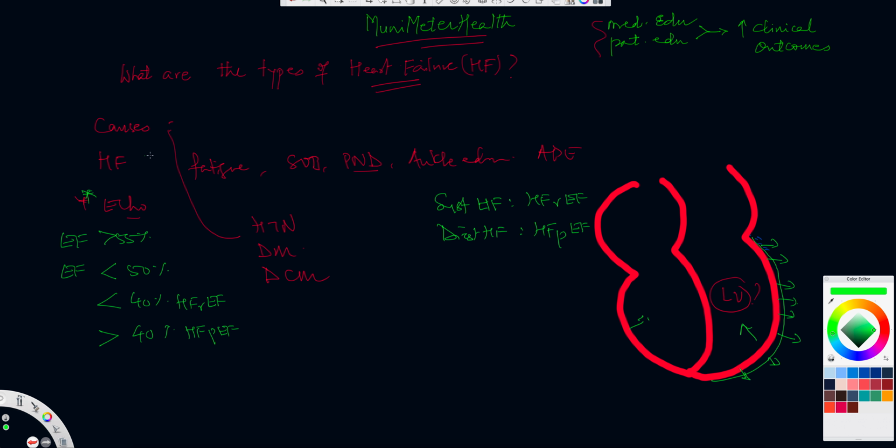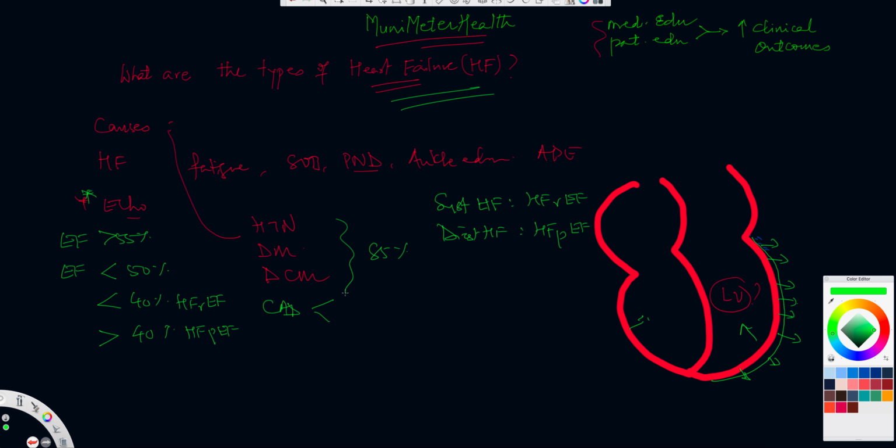So now let's jump back to the causes. Hypertension, diabetes, and dilated cardiomyopathy: you're really covering about 85% of the entire heart failure causes. The next that comes in is CAD, coronary artery disease, a very important cause.